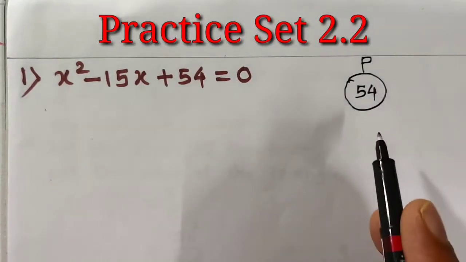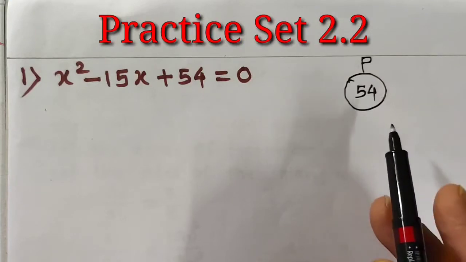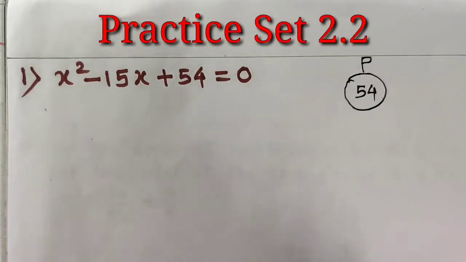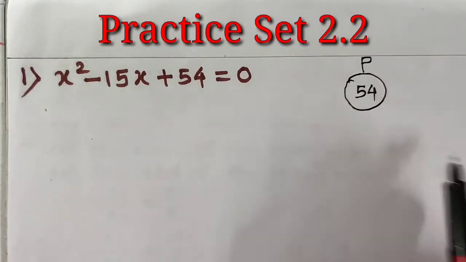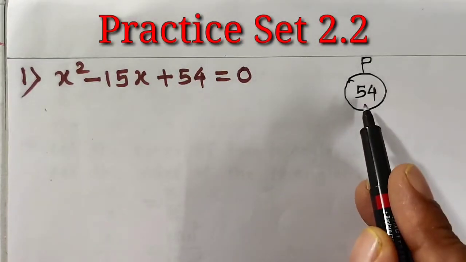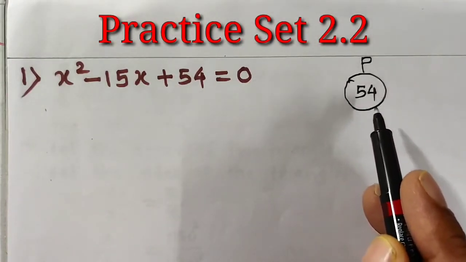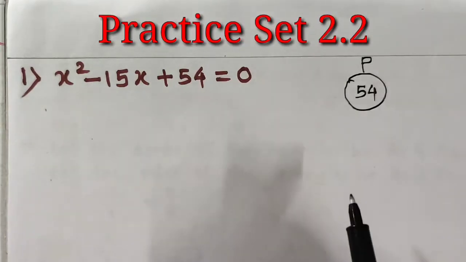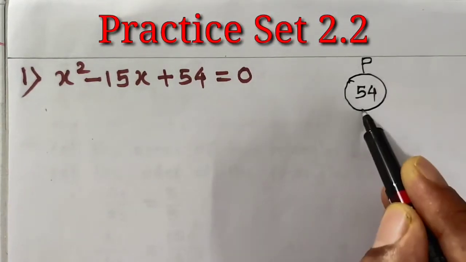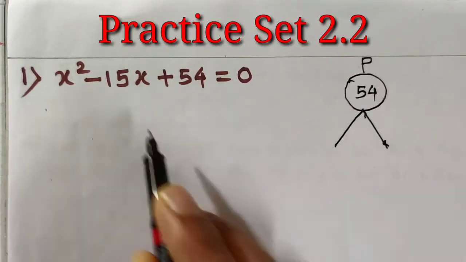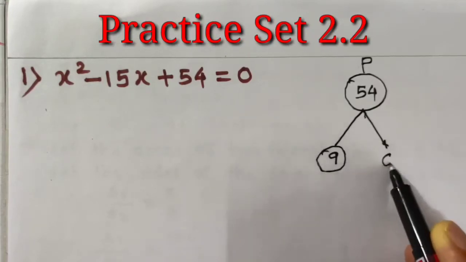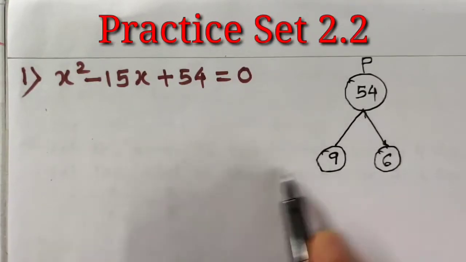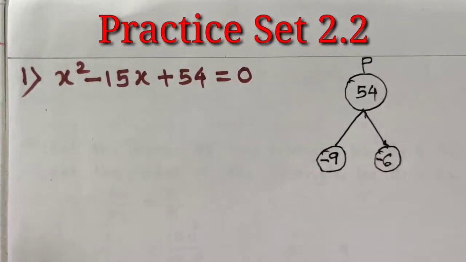And you know the table, when the product is positive, then both the factors have the same sign. That depends upon the sign of the middle term. Middle term negative means both are negative. And whenever the product is positive, the sum of these two factors is the middle term. Now find two numbers whose product is 54 and their sum is 15. So we get 9 and 6. So here minus 9 and minus 6. These are the factors of that 54.